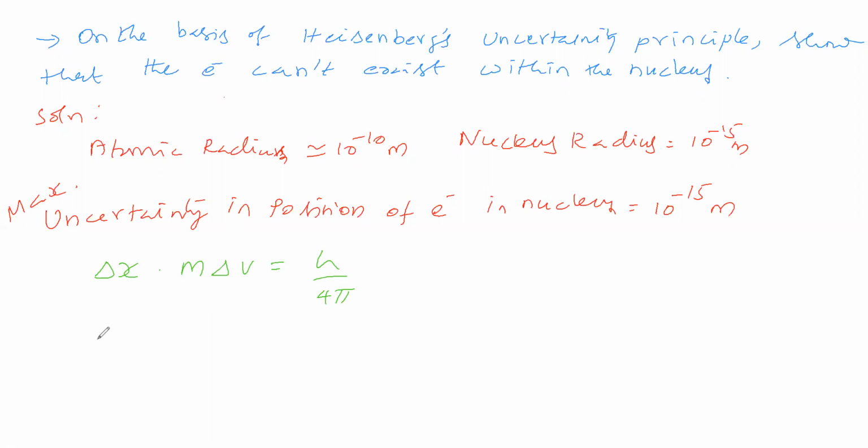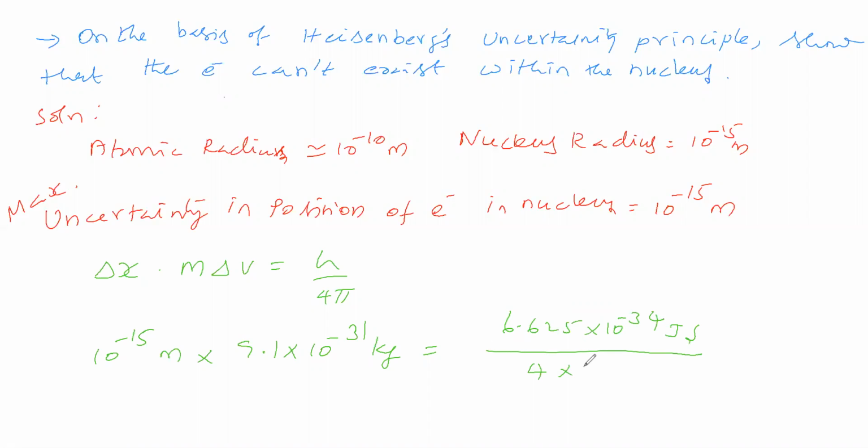Now we will substitute delta x. Delta x is 10 power minus 15 meter. m is the mass of electron, which is 9.1 into 10 power minus 31 kilogram. h is Planck's constant, this much joule second, by 4 pi. Pi is 3.14. From this we can find delta v. Delta v is equal to 5.79 into 10 to the power of 10 meter per second.